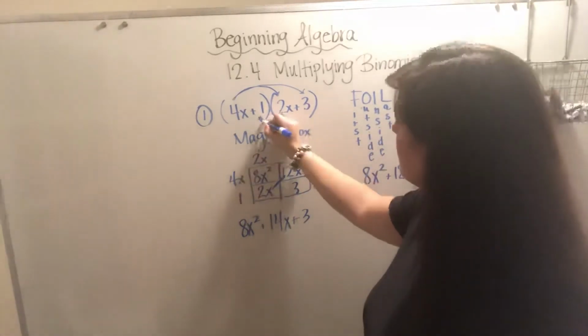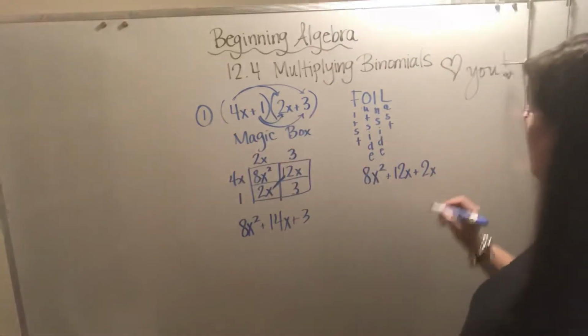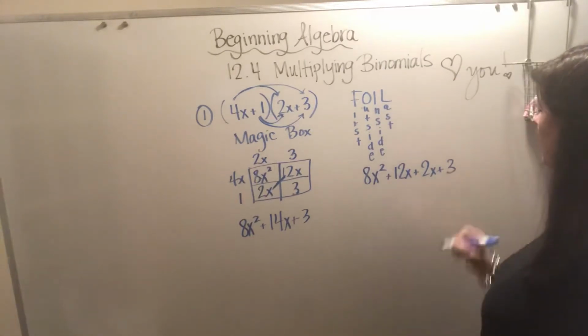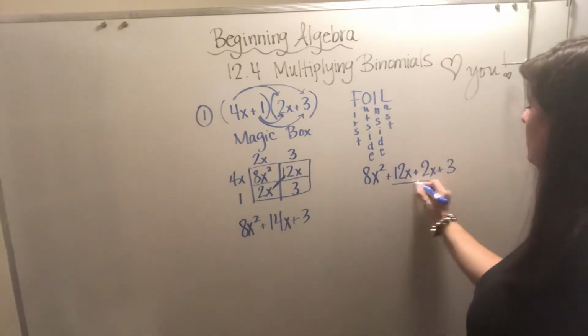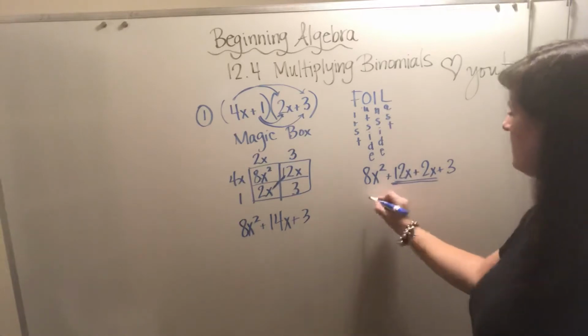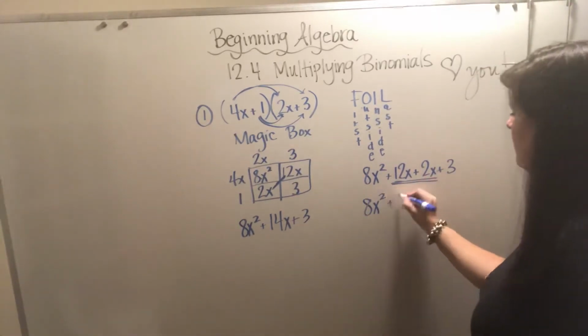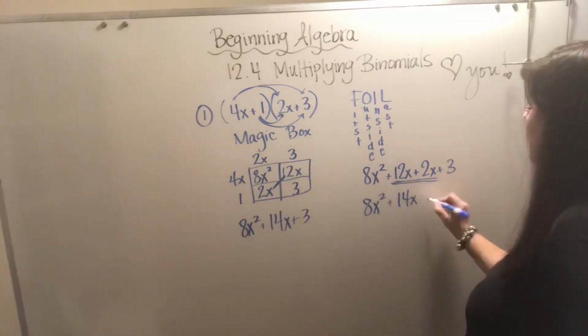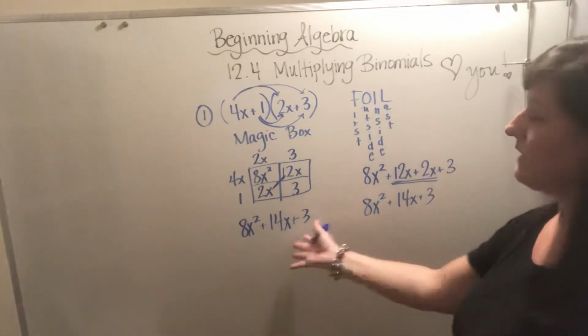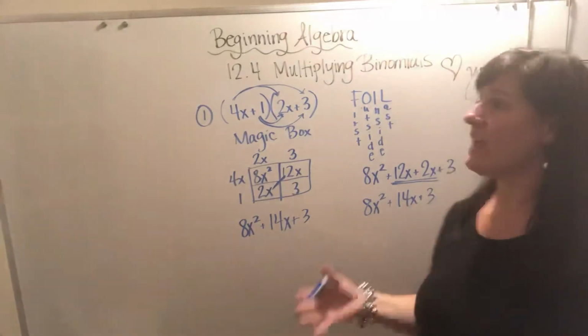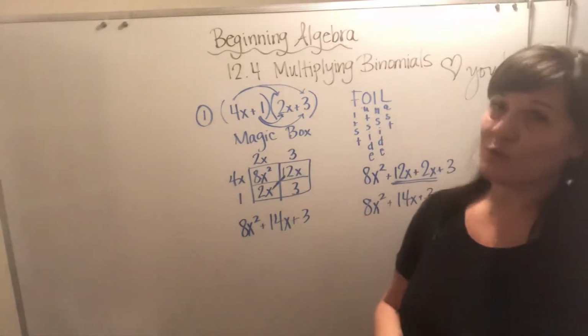The L in FOIL is my last terms, 1 times 3. When you use this method, you will combine your middle terms and end up with 8x squared, 12x and 2x, 14x, plus 3. Obviously, same answer either way.